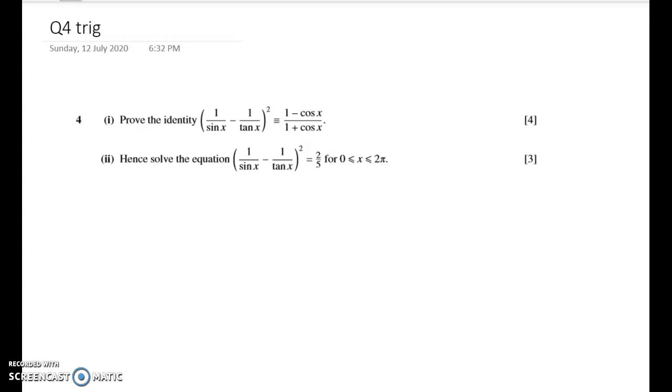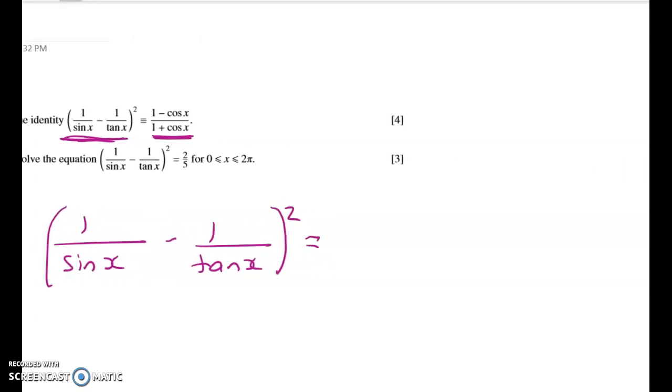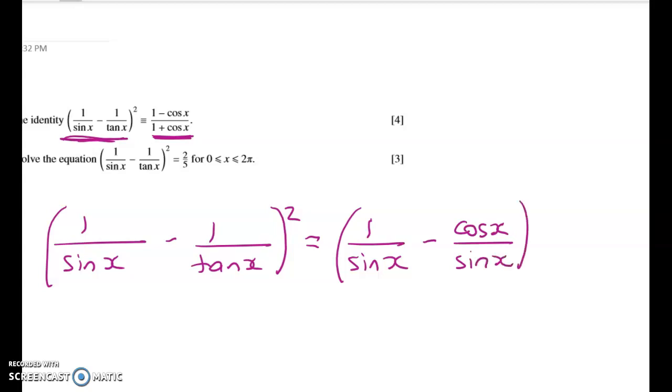Well, looking here, we've got to prove that this is equal to this. So I'm going to start on the left-hand side and work my way through to the right-hand side. And remember, it's AS, so we've got a pretty limited number of identities that we can work with. So on the left, we've got this 1 over sine x minus 1 over tan x, squared. Now, there are lots of ways you can do this, but the easiest way I found was to just leave that as 1 over sine x. And remember that tan x is sine x over cos x. So 1 over tan x is cos x divided by sine x.